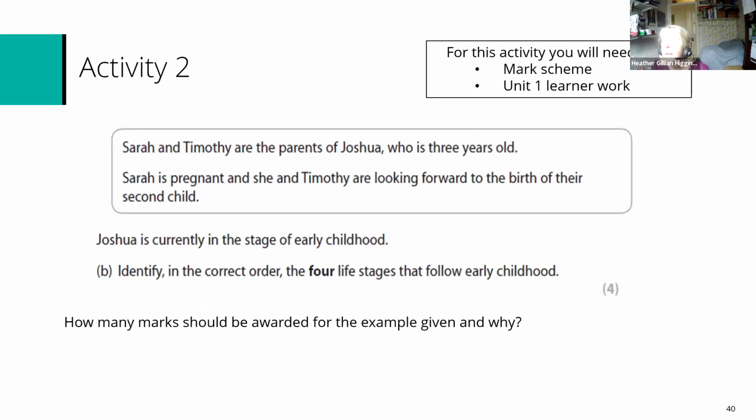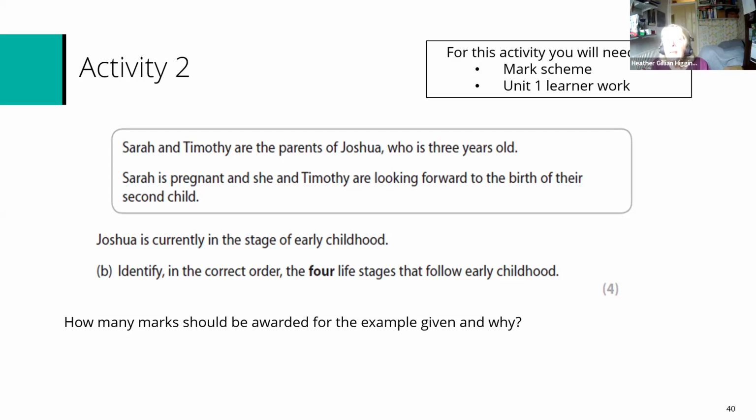So now I'm hoping people have got, I know lots of people have the mark scheme for Unit 1. So I'll put the activity on the screen, and I'd like you to look at the mark scheme and decide what you think this learner should get.